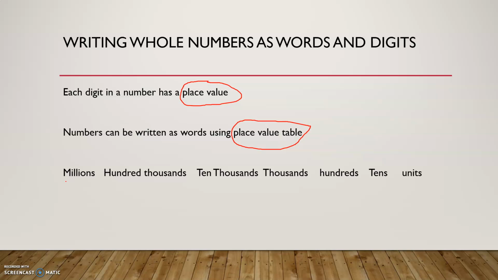First, from left to right, it would be millions, and then hundred thousands, then ten thousands, then we go thousands, hundreds, tens, and units. We can go from right to left as well, so that would be units, tens, hundreds, thousands, ten thousands, hundred thousands, and millions.